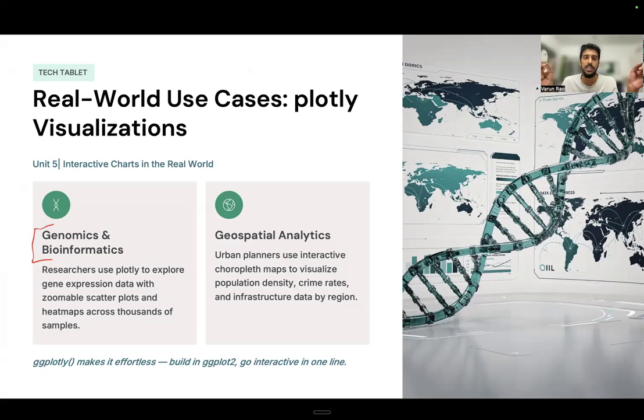Then you can also use it in geospatial analytics, like urban planners, wherein you would be able to see how many males or females you have, how many people are going into corporate jobs and how many are not, the crime rates, population density. There are a lot of other things that you can see with geospatial analytics. Okay.